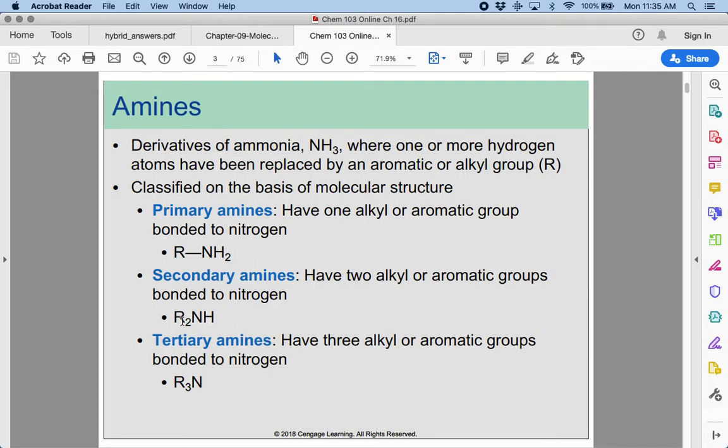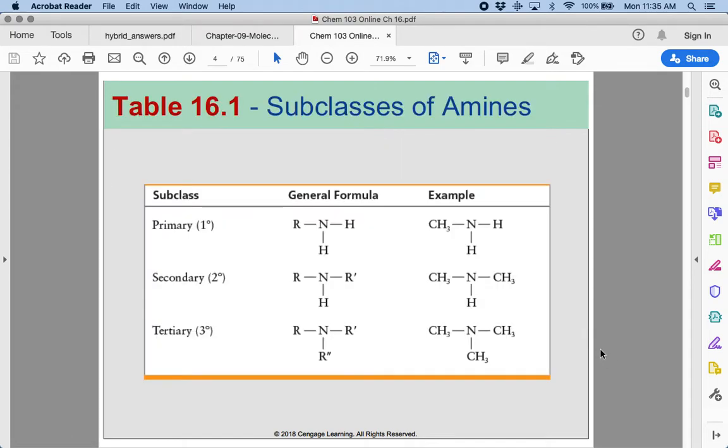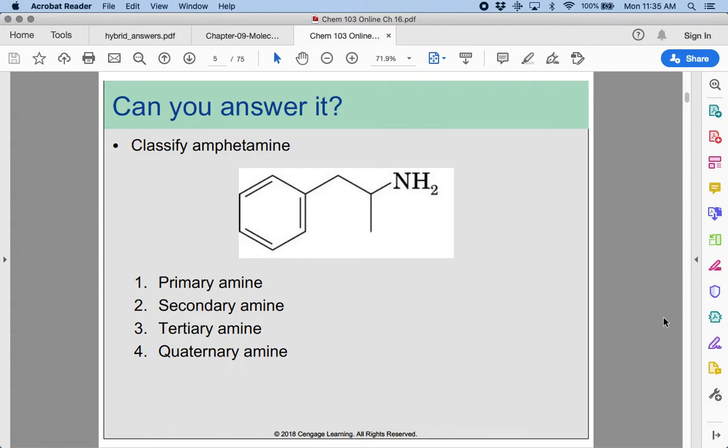A secondary amine has two R groups or one hydrogen. And a tertiary amine has three R groups or no hydrogens around it. So it would look something like this. So go ahead and identify the type of amine this compound is.